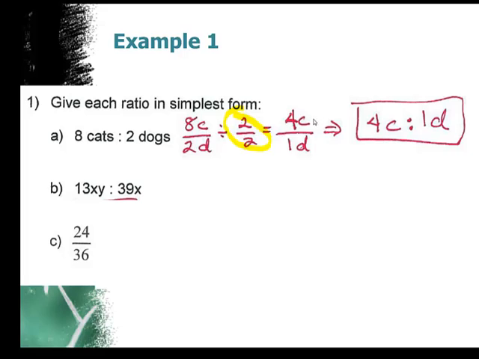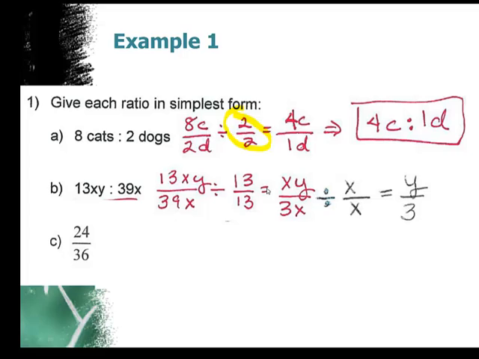But 8 divided by 2 is 4. 2 divided by 2 is 1. So the ratio of 8 cats to 2 dogs is the same as the ratio of 4 cats to 1 dog. That's the simpler form. Notice how I use labels. On the next one we look at here, you can see that it's a little more complicated. I'm going to go ahead and do the numbers first since that's more natural.